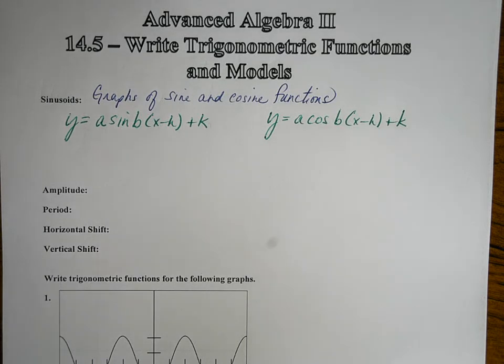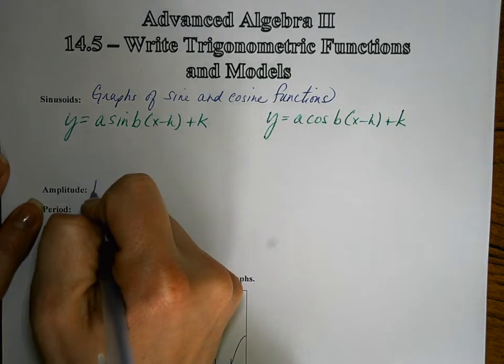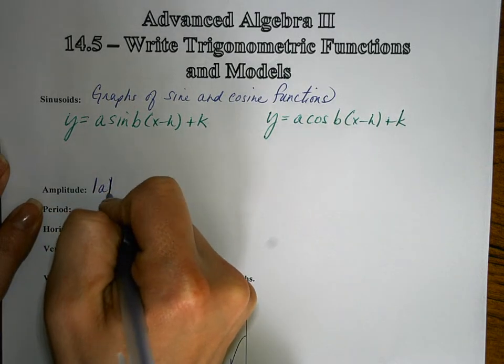Absolutely. What does b help me with? The period. And for sine and cosine, what is the period? 2 pi over the absolute value of b. Fantastic. What does the h do for me? The h value is a shift left to right, and the k value is a shift up and down. Absolutely. Okay, fantastic. So the amplitude, remember, is the absolute value of a.